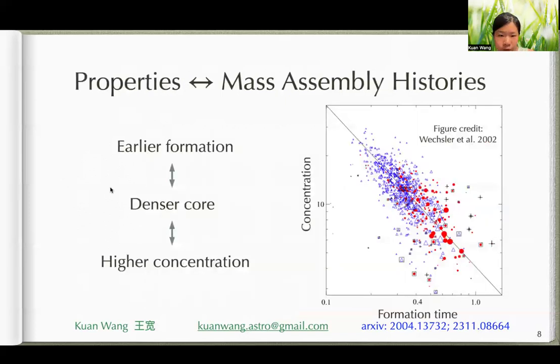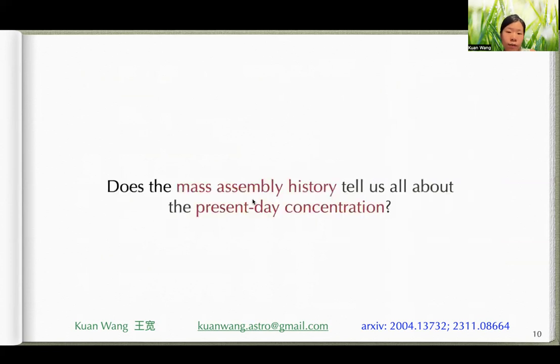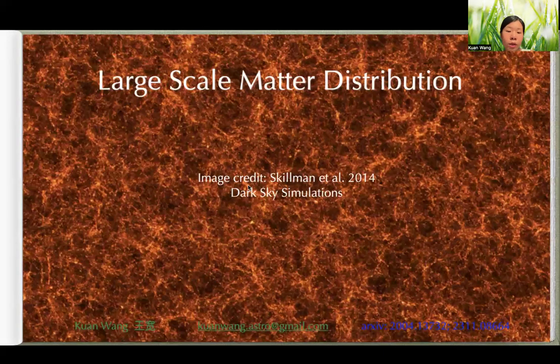So here's what we previously knew about halo concentration. Earlier forming halos tend to have higher concentrations because they form their cores in the earlier, denser universe. However, this relation has a large scatter. This brings us to our motivation. Is there a way to define the formation time to quantify the mass assembly history that tells us all about the present-day concentration? This part of the work used the DarkSky simulations, which is a set of N-body simulations.